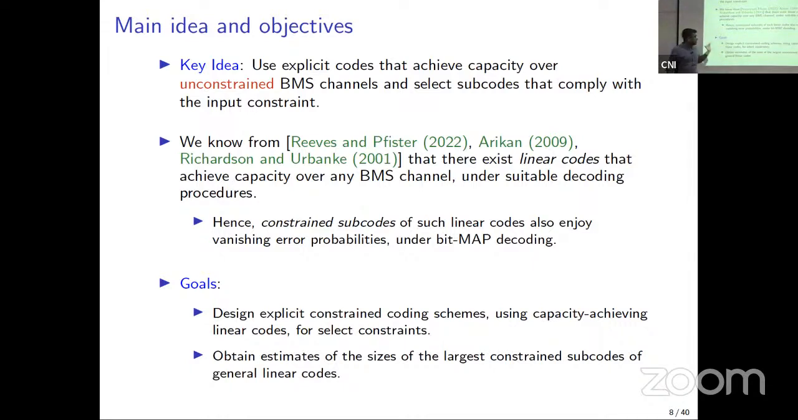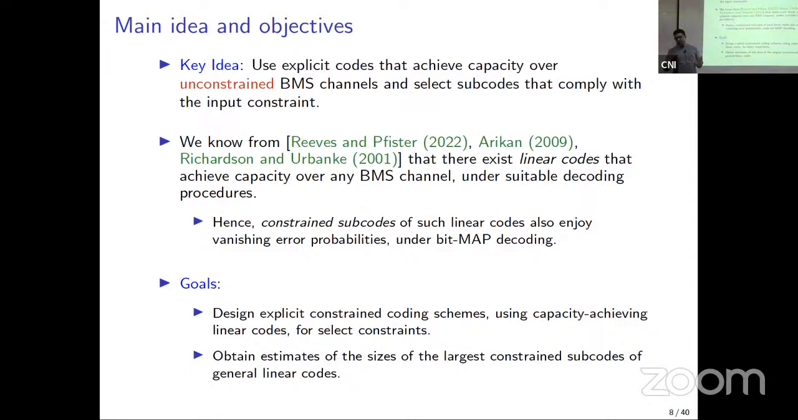So in particular, there are very well-known linear codes that perform well over these channels. Why is linearity important here? It's important because if you have a linear code, then subcodes of the linear code will also have the same average probability of error under the same decoding procedure. So if your linear code is capacity achieving over a particular channel, any subcode of the code is also going to have zero error probability in the limit as the blocklength grows.